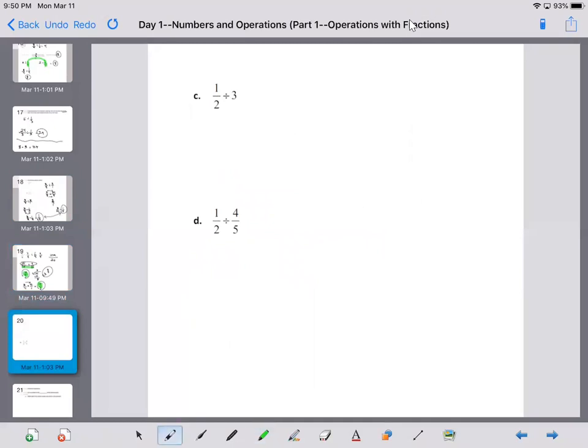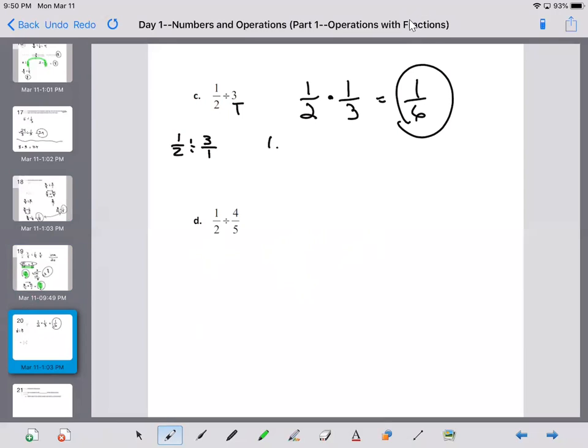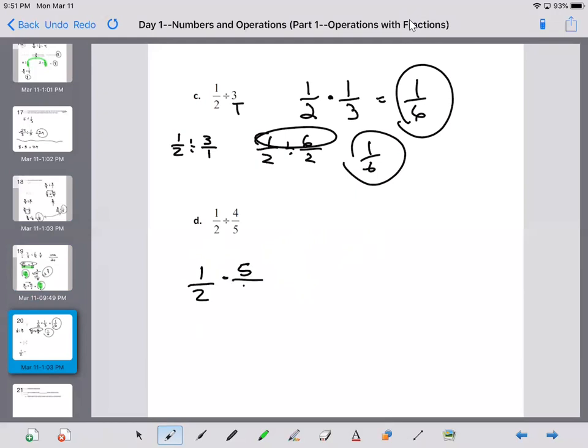One half divided by 3, I could use 1/2 multiplied by the reciprocal. 3, the reciprocal is 1/3, so my answer would be 1/6. If I want to use the denominator method, how many halves are in one whole would be 2, so how many halves in 3 wholes would be 6 halves, so 1 divided by 6, same answer. And then 1/2 divided by 4/5 would be multiplied by the reciprocal, so you would get 5/8.